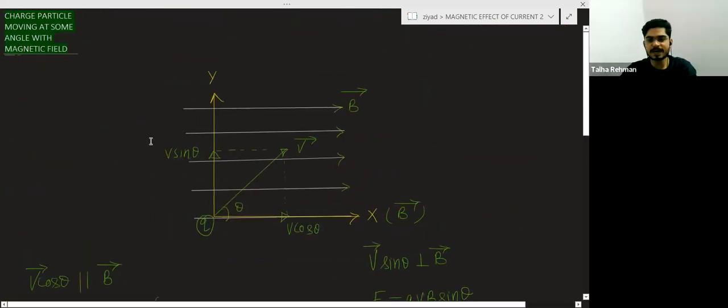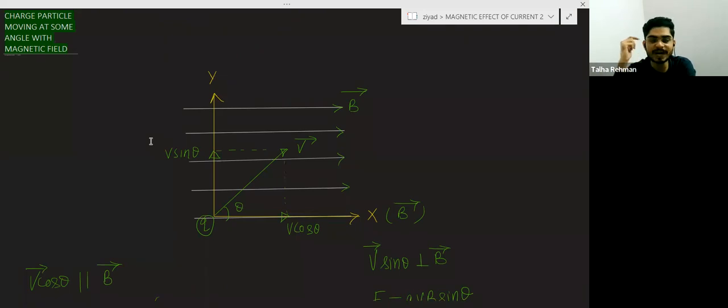So this will happen when your charged particle moves at some angle, and that angle is not equal to 90, 180 or 0 degrees. Then your charged particle will follow the helical path.